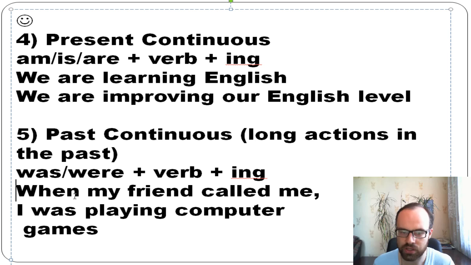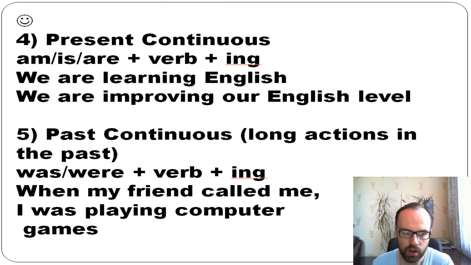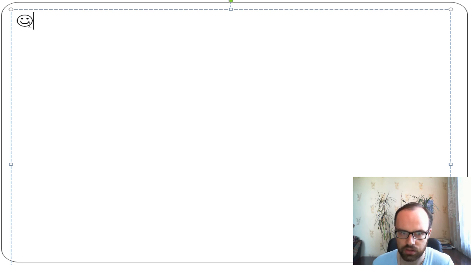So there is one long action. So we see it in the second part of the sentence or in the second clause: I was playing computer games. And there is one short action which interrupts this long one. So I was playing computer games, and then my friend called me. All right, so next, what about future continuous?